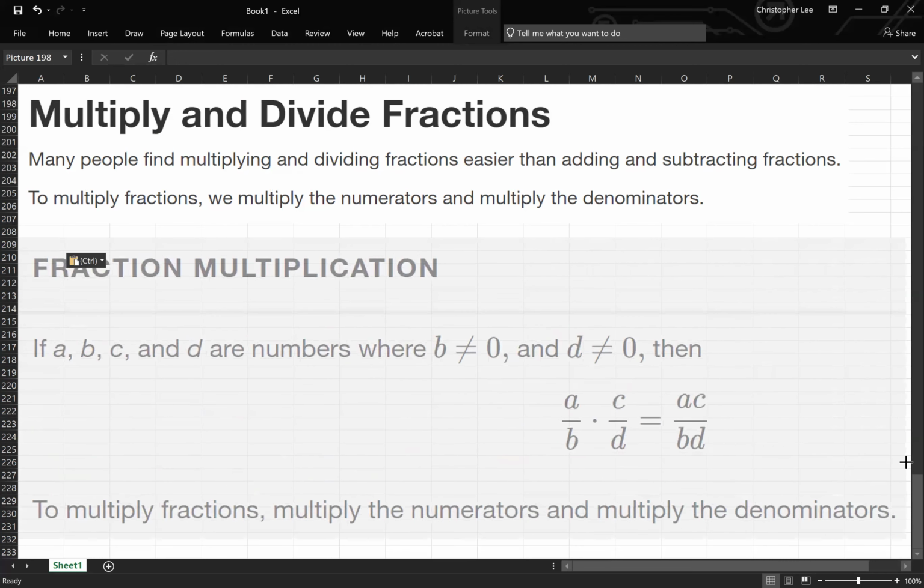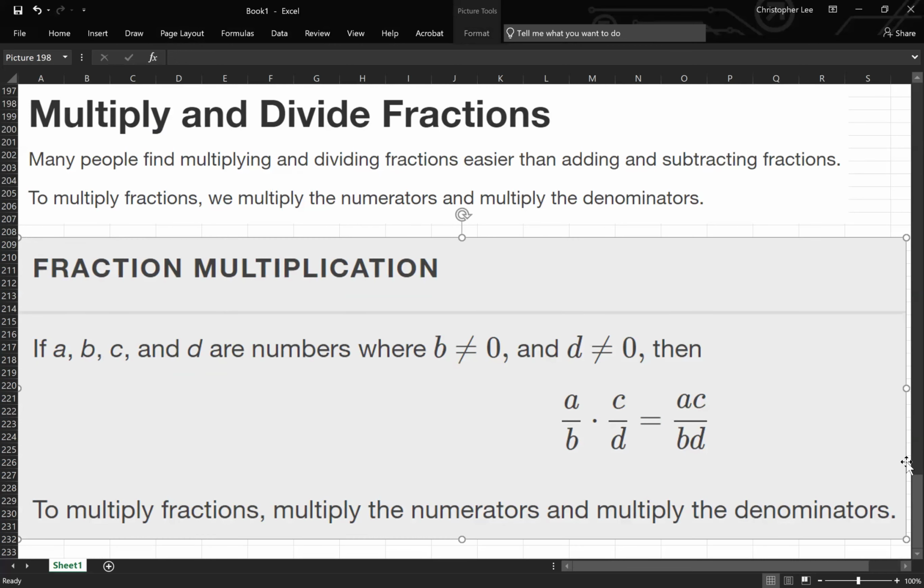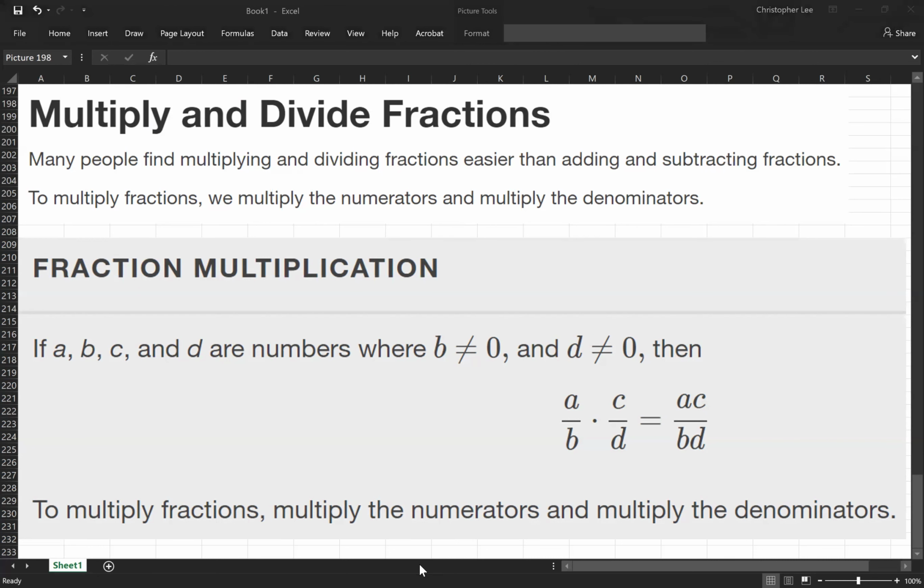So this is fraction multiplication. If A, B, C, and D are numbers where B does not equal 0, D does not equal 0, then A over B times C over D is equal to AC divided by BD. To multiply fractions, multiply the numerator and the denominator. Questions on this? This is just showing you how to do multiplication with fractions. I always say if you can just go from left to right, you're good to go. That should be it.